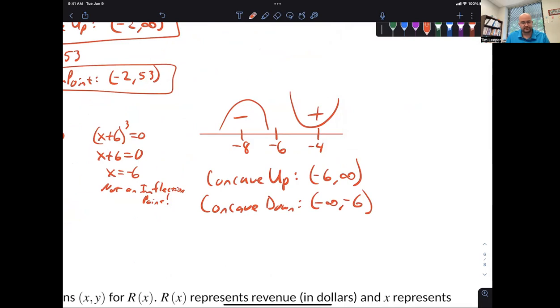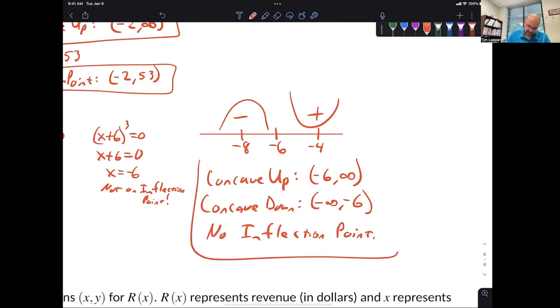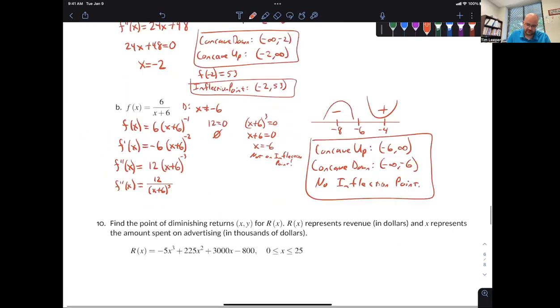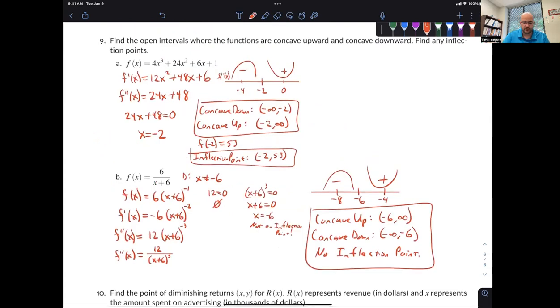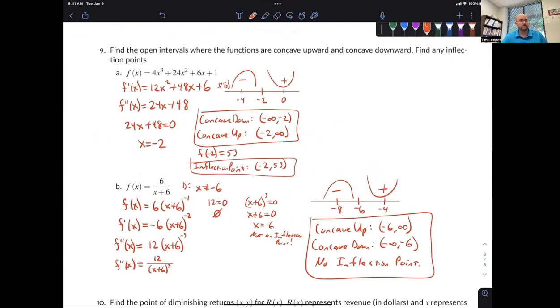And also, as we said before, there is no inflection point, even though the concavity changes to the left and right of negative 6. If you plugged in negative 6 into the function, that gives you an undefined value. So therefore, there are no inflection points. All right, there you go. That is question 9 on exam 3 review. Have fun.